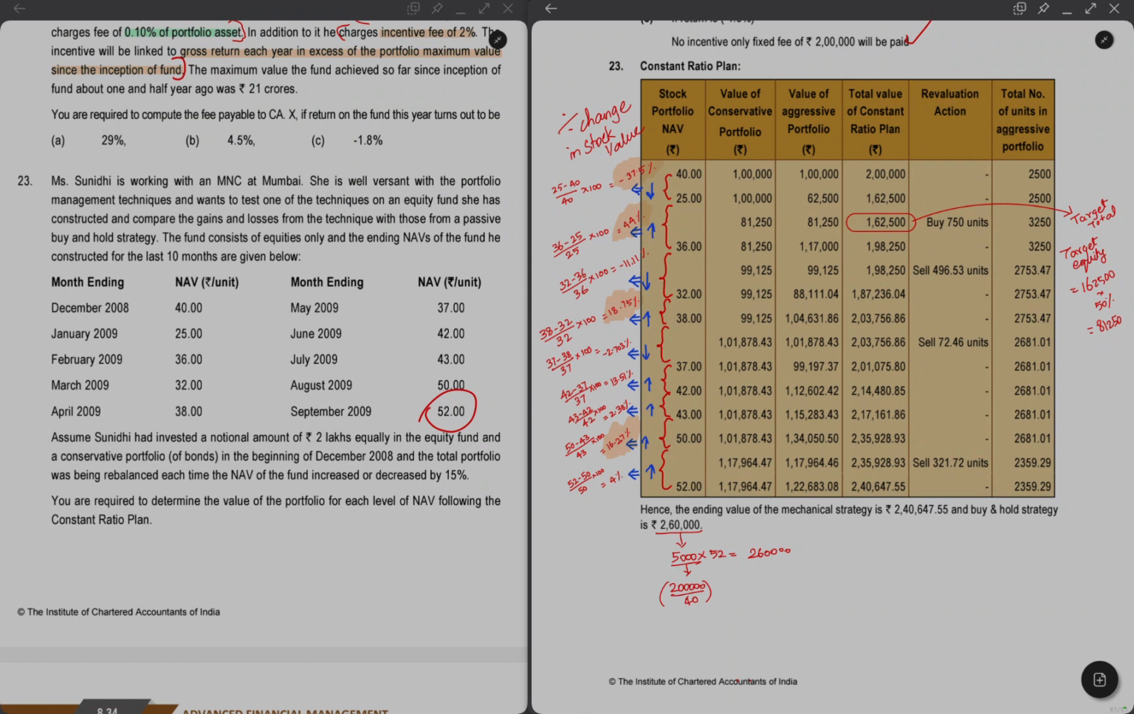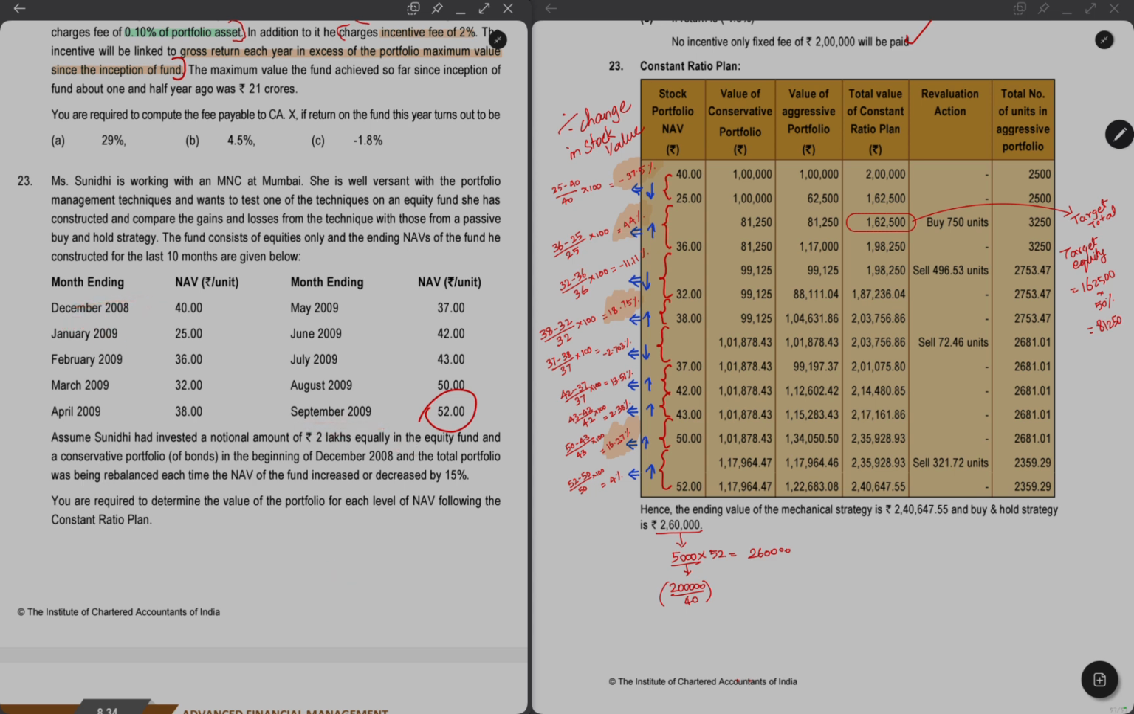Practical question 23. Miss Sunidhi is working with an MNC at Mumbai. She is well versed with the portfolio management techniques and wants to test one of the techniques on an equity fund she has constructed and compare the gains and losses from the technique with those from a passive buy and hold strategy. The fund consists of equities only and the ending NAV of the fund she constructed for the last 10 months are given below from December 2008 to September 2009.